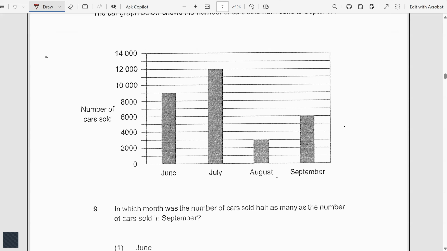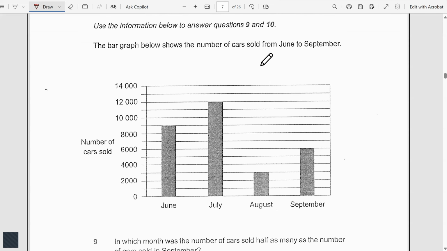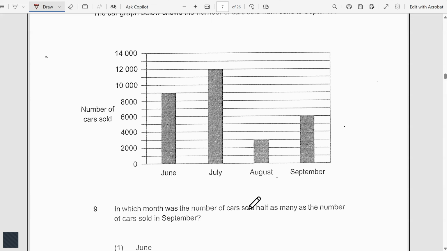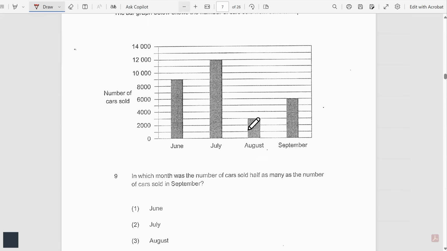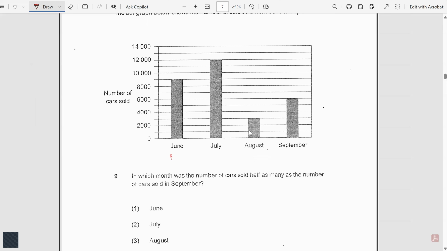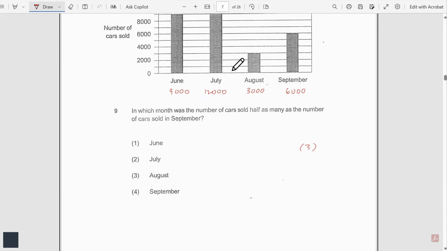Question number 9. Okay, so we have a bar graph here showing the number of cars sold from June to September. So which month was the number of cars sold half as many as the number of cars sold in September? Okay, so let's write down all the values first. For June, it is between 8,000 and 10,000. So 9,000. For July, 12,000. August, 3,000. September, 6,000. So we want half of September. Half of September is August. Okay, so answer is 3, August.